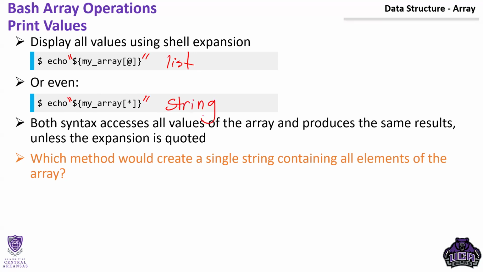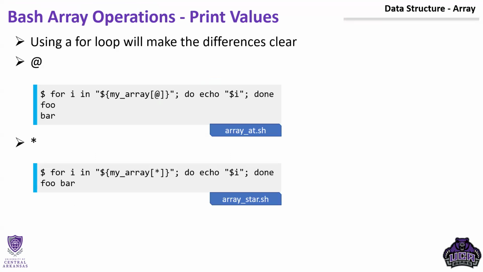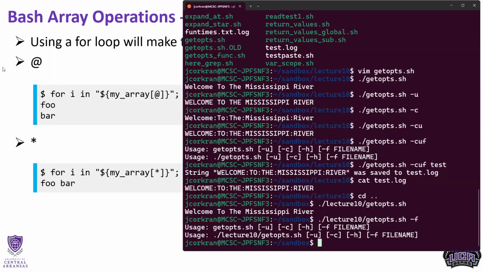So the same rules apply. If you put double quotes around it, it changes the meaning. So @ does a list, star does a string. If I was to erase this right here, then both of them are actually producing a list because there are no double quotes around them. We can actually show that theory right there.